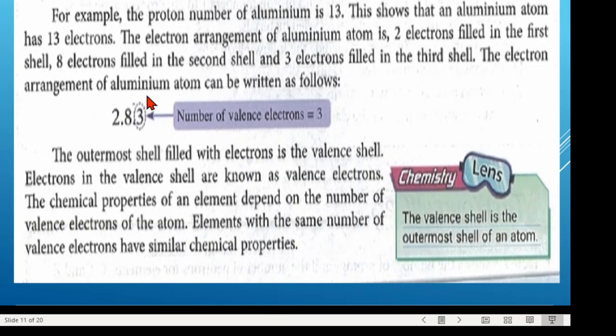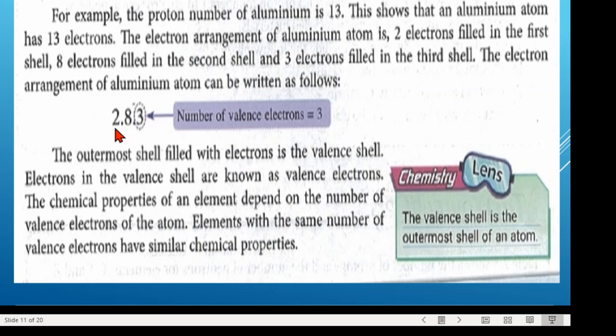For example, the proton number of aluminium is 13. So this shows that an aluminium atom has 13 electrons also. So the electron arrangement of aluminium atom is 2 electrons filled in the first shell, 8 electrons filled in the second shell, and 3 electrons filled in the third shell. So 2 plus 8 plus 3, total 13. So this electron arrangement of aluminium can be written as 2.8.3.